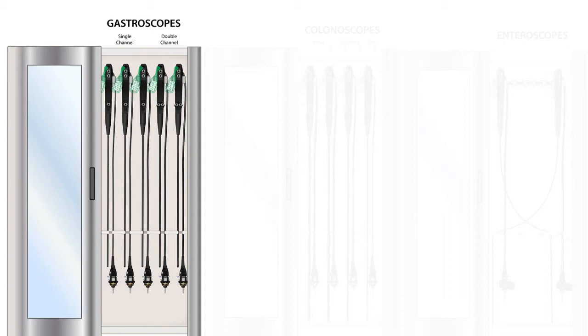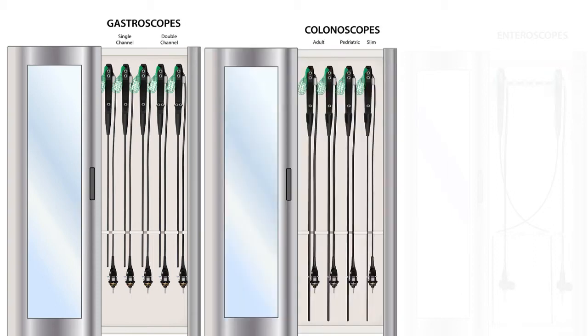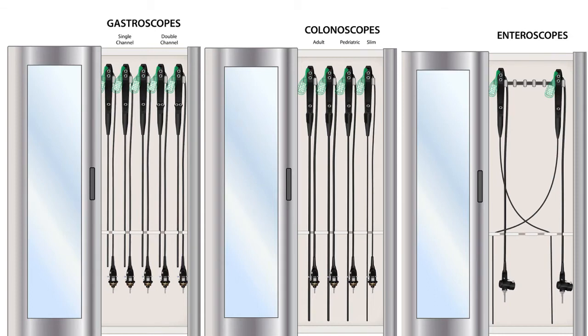And then we will look at the cabinet for colonoscopes. As you can see, the colonoscopes are much longer and a little bit thicker than the gastroscopes. And then enteroscopes. Compared to the other scopes, they are very long and also very, very thin. And next, let us move to specialty scopes.